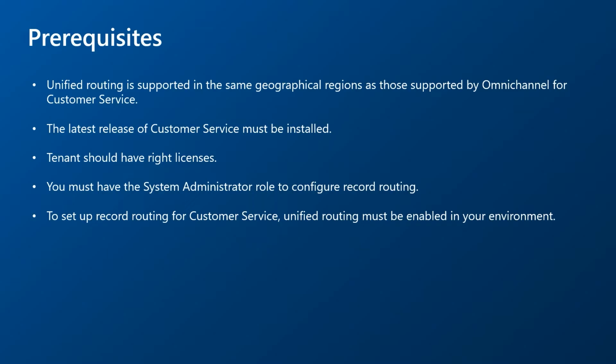Talking about the prerequisites, unified routing is supported in the same geographical regions as those supported by Omnichannel for customer service. The latest release of customer service must be installed on your organization. Your tenant should have the right licenses such as D365 Enterprise B1 and D365 Enterprise CS licenses. You must have the system administrator role to configure record routing. To set up unified routing for customer service, unified routing must be enabled in your environment.